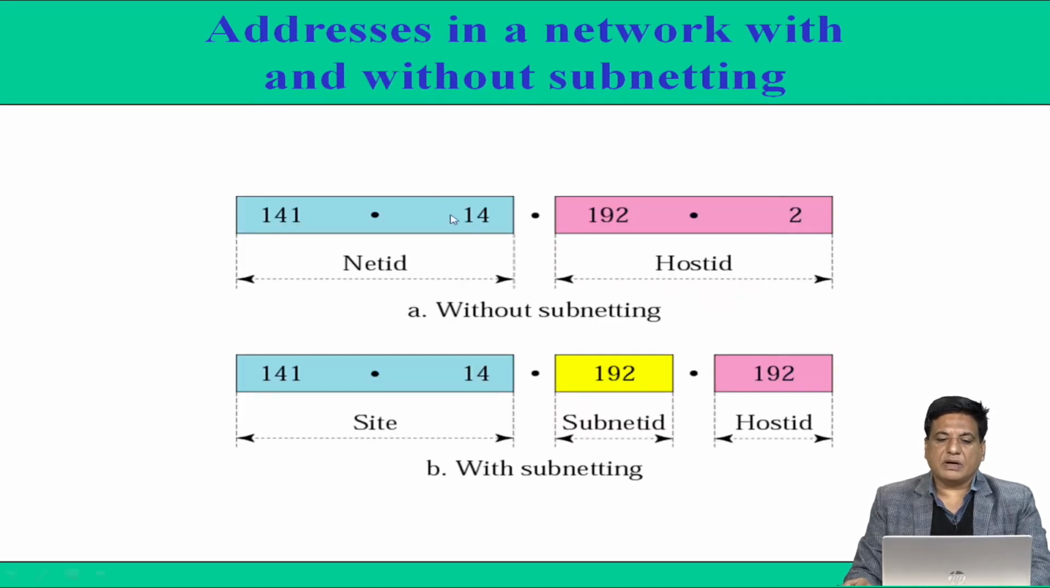Here we are given example A, without subnetting, which comprises the network ID and host ID. Our network ID is 141.14 and the host ID is 192.2. Next is figure B, with subnetting. In subnetting we have the site address, the subnet ID and the host ID. Our site address here is 141.14, the subnet ID is 192 and the host ID is again 192.